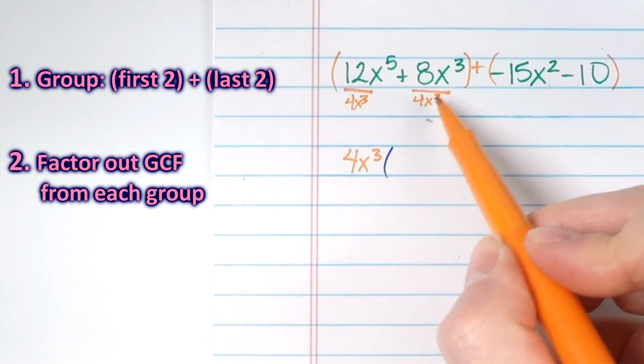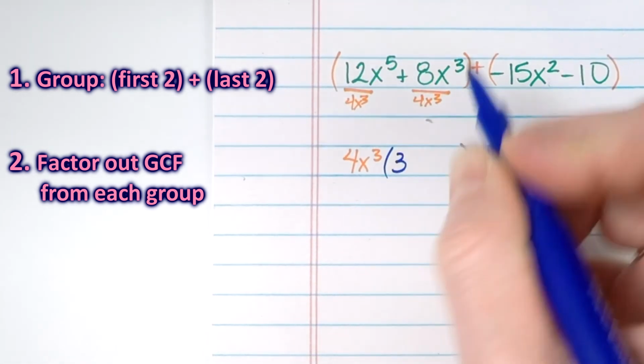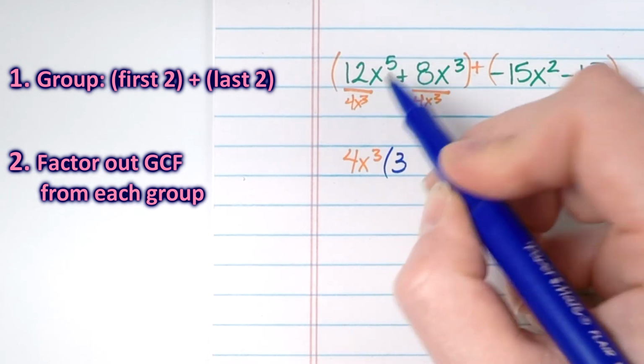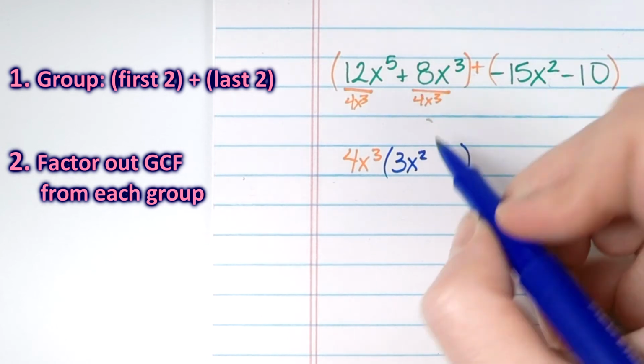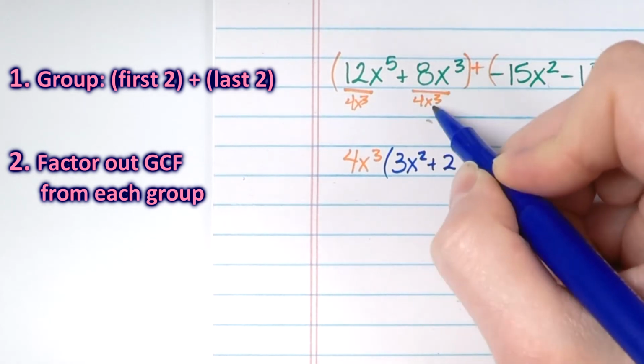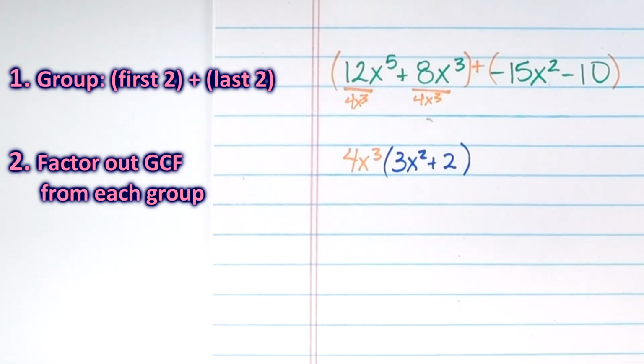Once we divide both of these by 4x cubed, 12 divided by 4 gives me 3. And then if I subtract the exponents, 5 minus 3 gives me 2, so 3x squared is the first term. And then here, 8 divided by 4 gives me 2. And then subtracting the x's, our exponent would be 0, so no x is left over. So there's the first group.